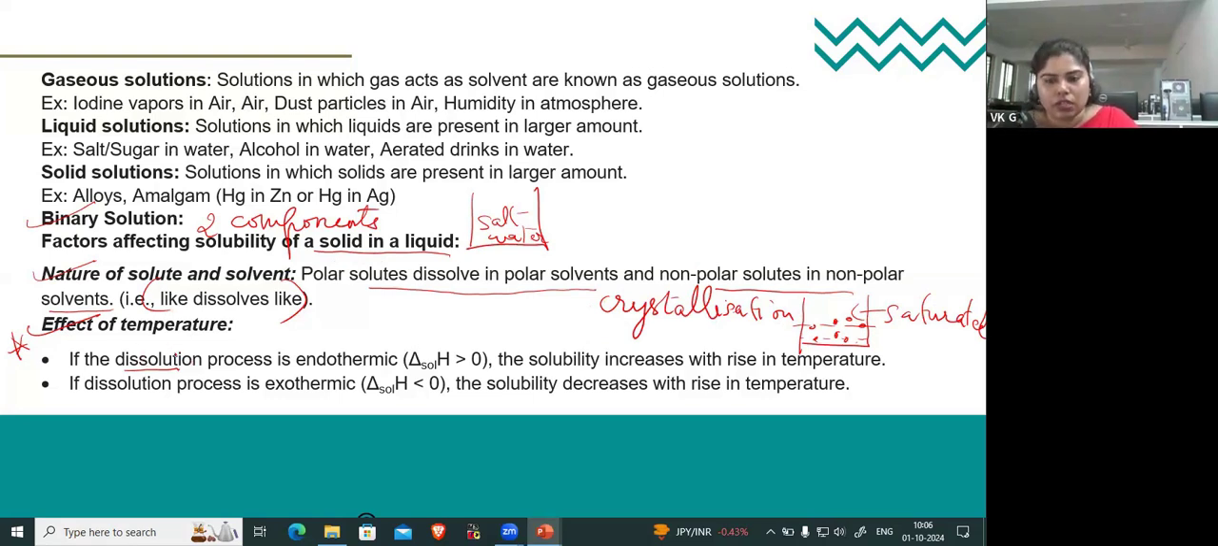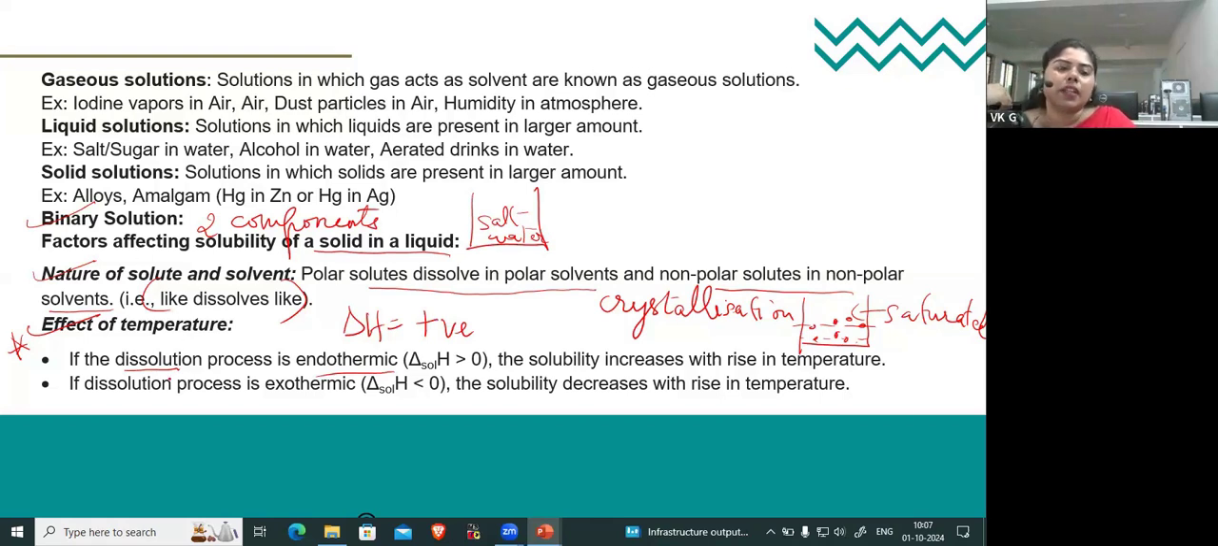Now, if the dissolution, or the salt dissolving, is an endothermic reaction. Endothermic means where heat energy is absorbed. More and more heat is absorbed, so delta H will be positive, they said. So when heat is absorbed in a system, and you try to increase the temperature, what will happen? The solubility will increase because according to Le Chatelier's principle, the reaction will move in the forward direction, and more and more solute can dissolve.